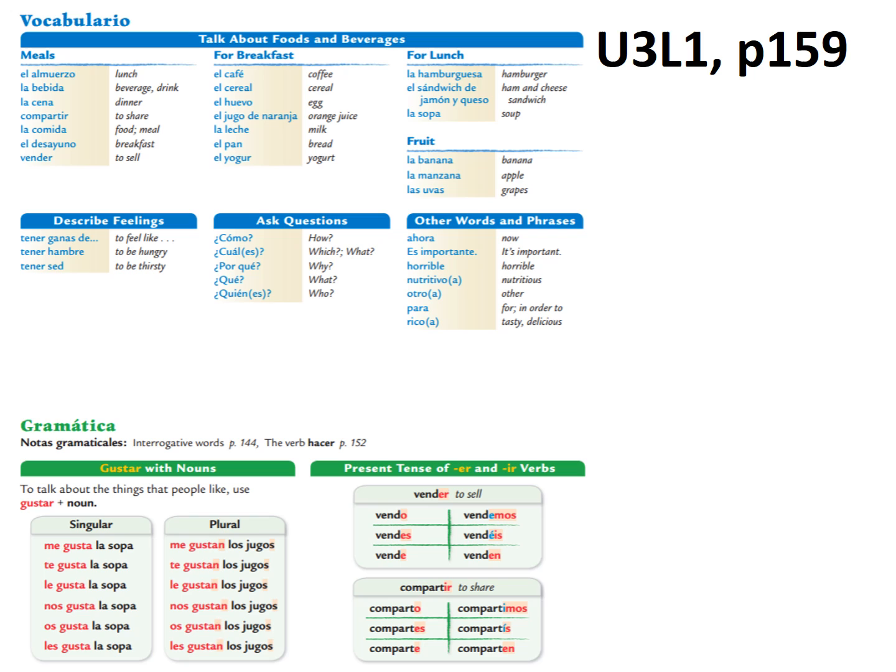To describe feelings, tener ganas de means to feel like. Tener hambre, to be hungry. Tener sed, to be thirsty. So, tengo ganas de comer una pizza. I feel like eating a pizza. Tengo hambre. I am hungry. Tengo sed. I am thirsty.